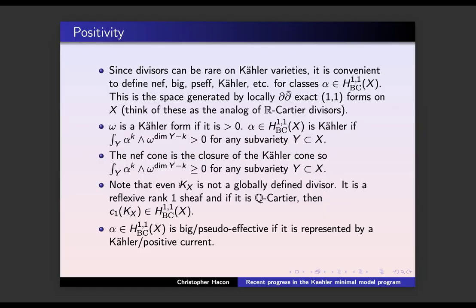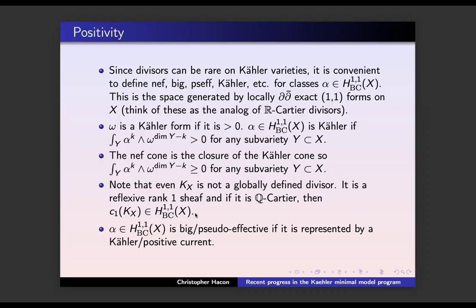And I want to emphasize that, in fact, we often talk about a canonical divisor, but that's not really correct. It's not clear that you even have a globally defined divisor. What we're really talking about is the corresponding reflexive rank 1 sheaf. That makes sense. And if this sheaf is Q-Cartier, then you can consider the corresponding class in H^{1,1}_BC(X).